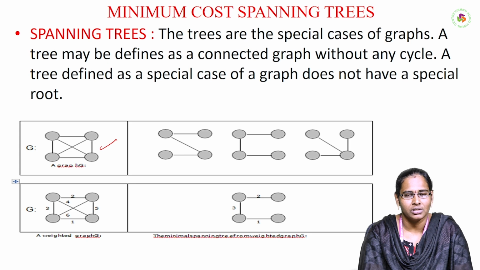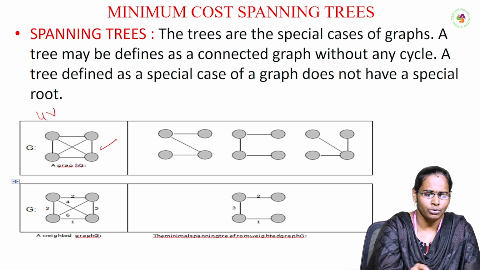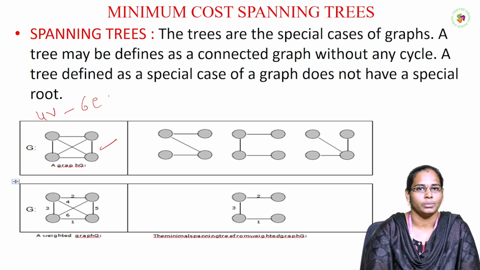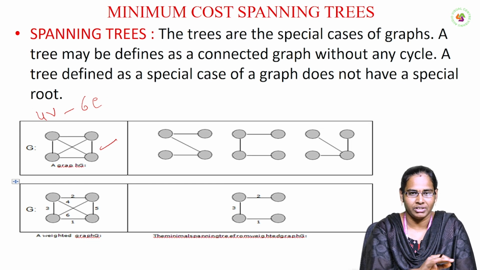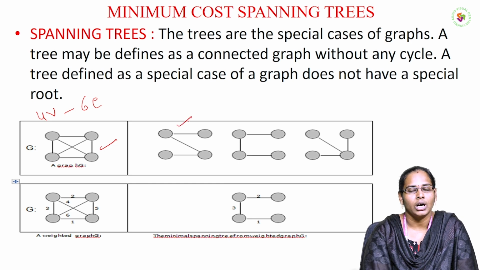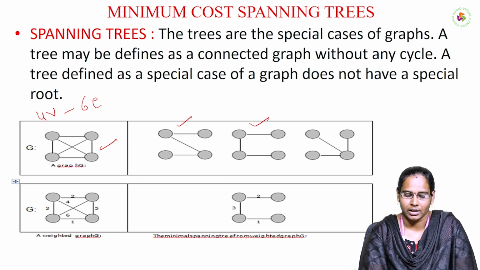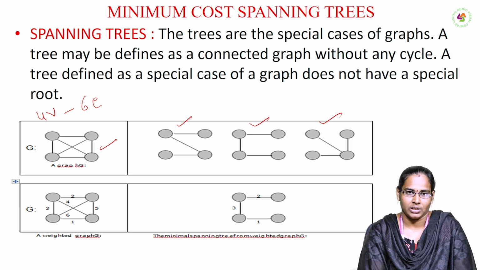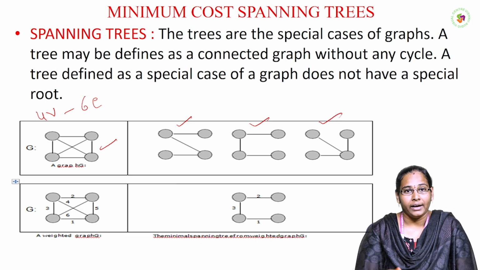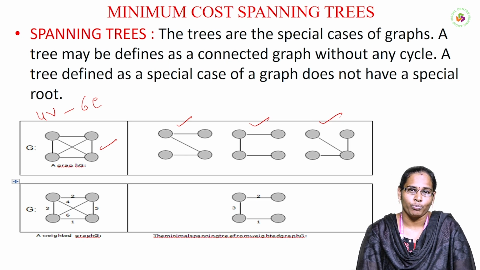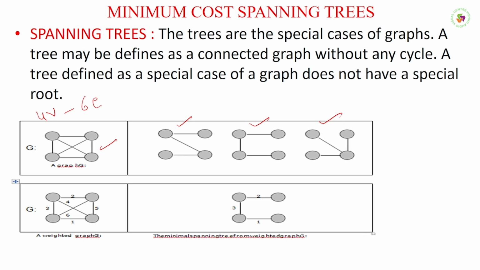Now generate spanning trees for the given graph. Here we have 4 vertices and 6 edges. So this is one spanning tree, this is another spanning tree, and this is another spanning tree. So for one graph, we can generate many spanning trees, depending upon the vertices and edges. We have other possibilities of spanning trees also. Like this, this is also one spanning tree.